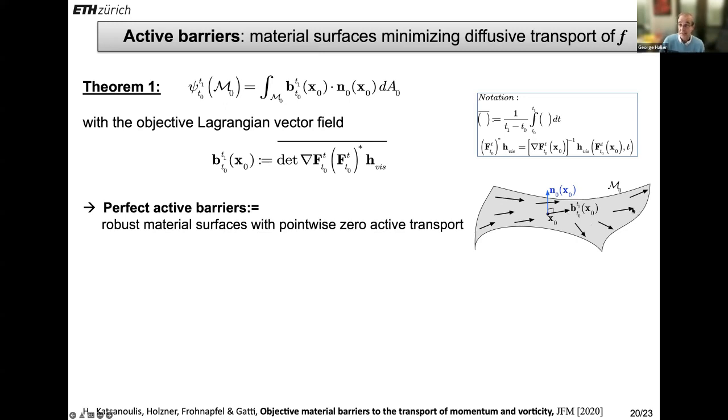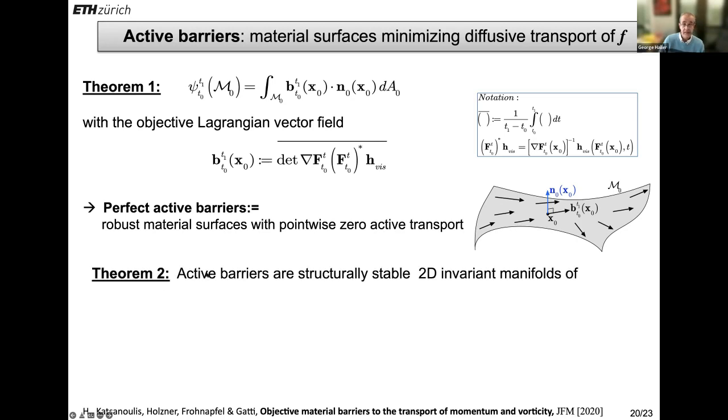So we in dynamical systems have another way of saying this. We say that such a surface must be an invariant manifold for this vector field. Because if you start on it, at each and every point, the surface will be tangent to that vector field. We say that surface is an invariant manifold for this vector field. And that's the main result. It basically says that active barriers are structurally stable, so the conclusion will be robust: structurally stable 2D invariant manifolds of this vector field.